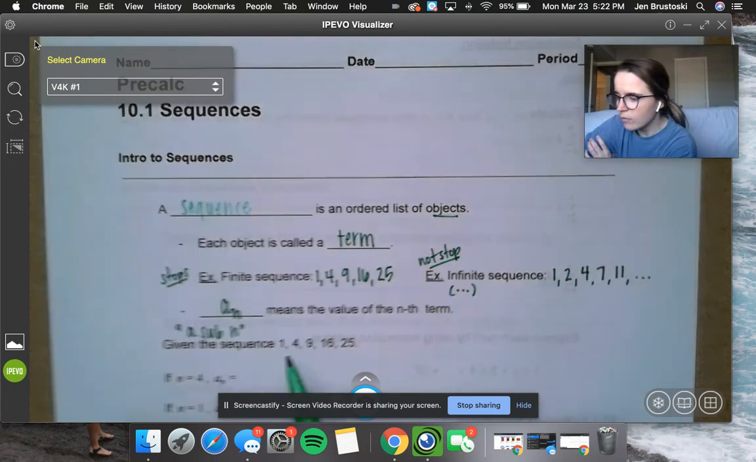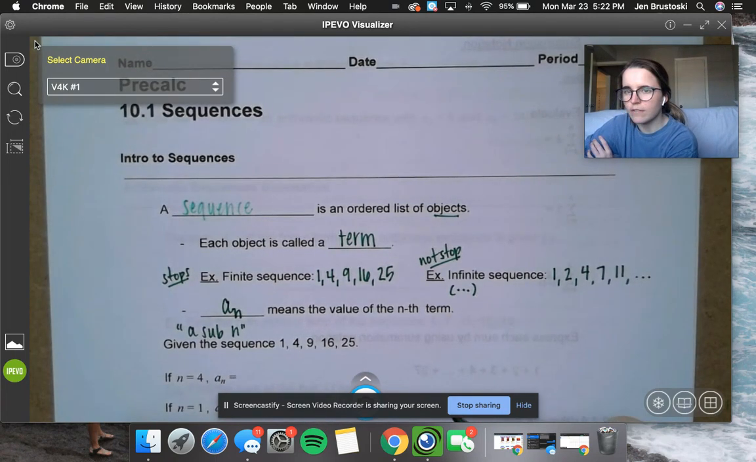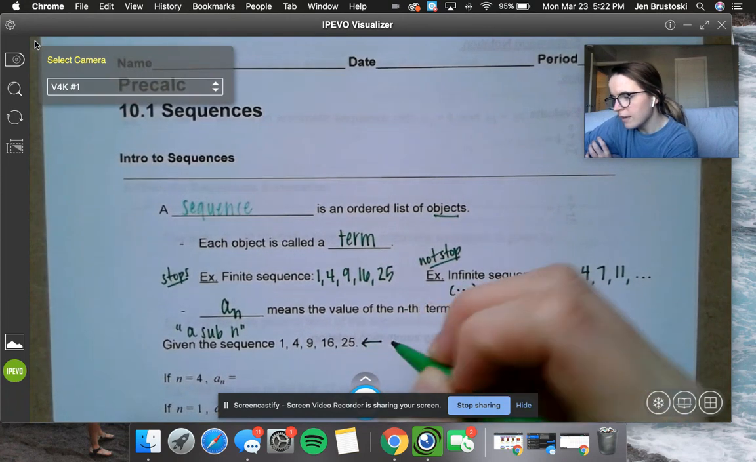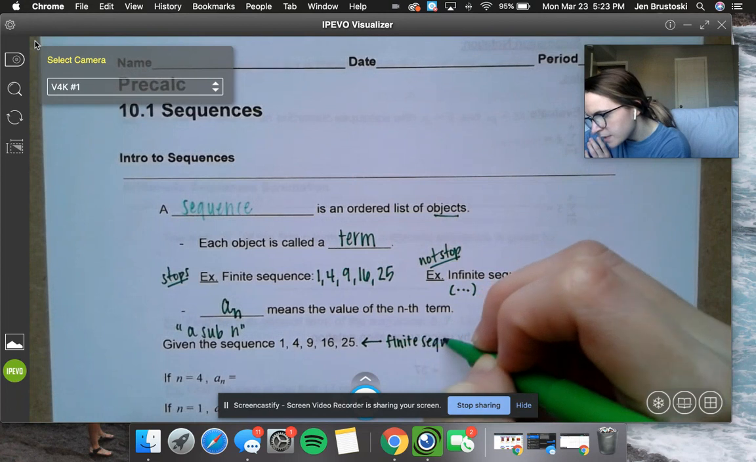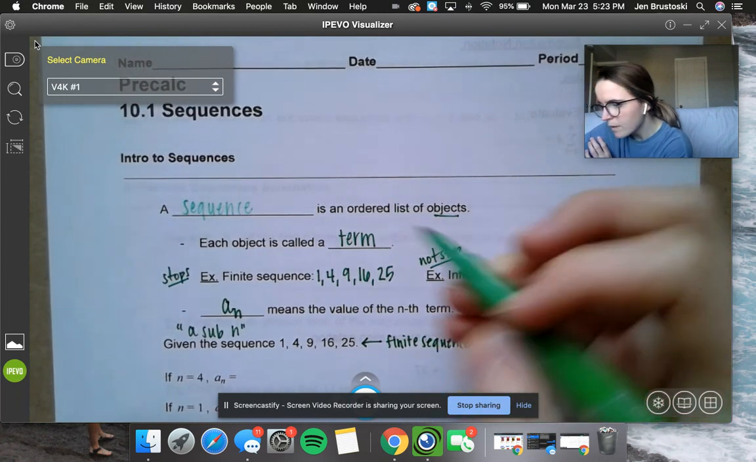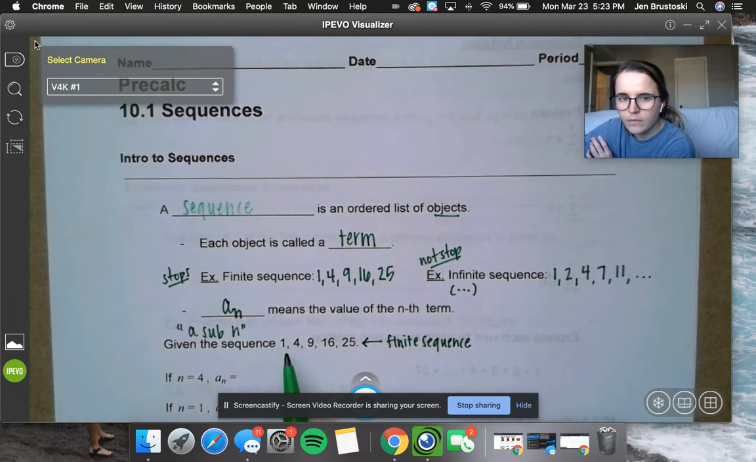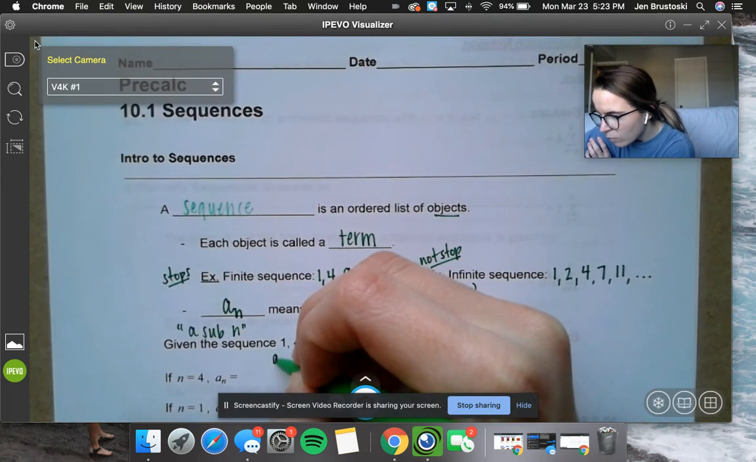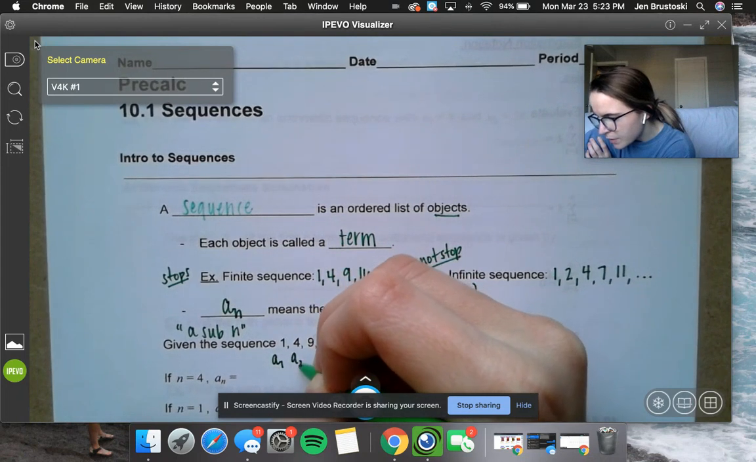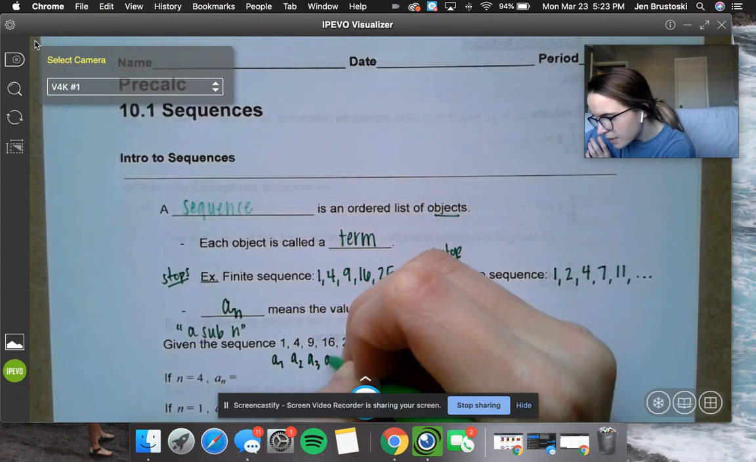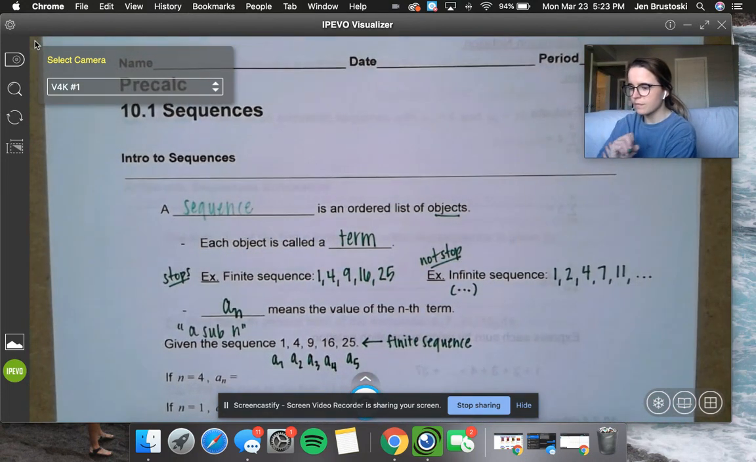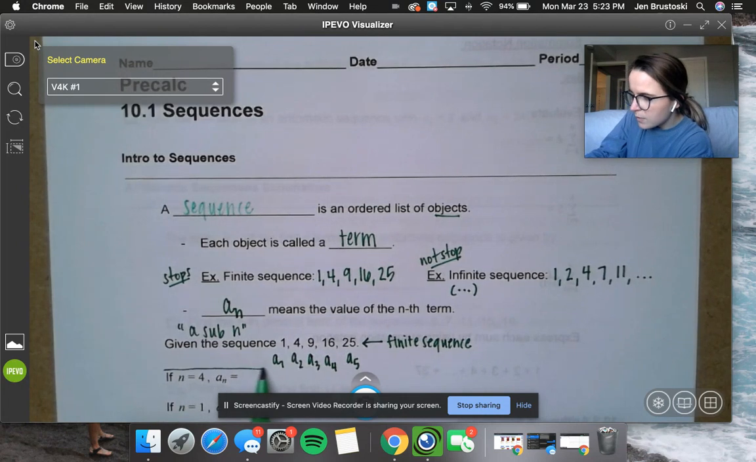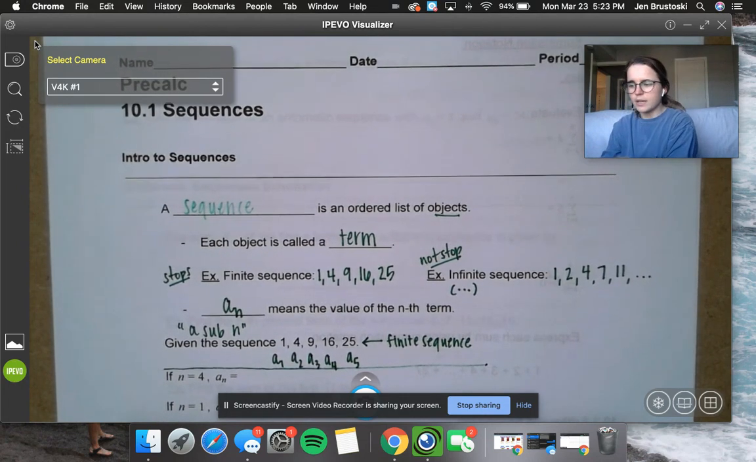So here we have 1, 4, 9, 16, 25. That's going to be a finite sequence because it stops. 1 is the first term, 4 is the second term, 9 is the third term. So this is a sub 1, a sub 2, a sub 3, a sub 4, and a sub 5, right there. Okay, so I'm going to draw a line so we can separate those out.